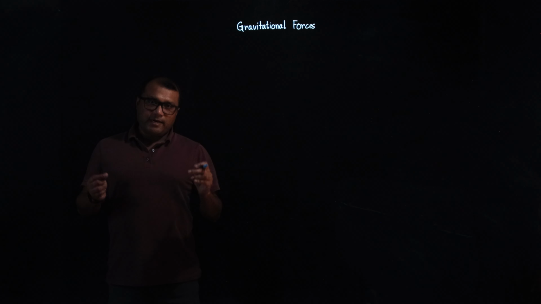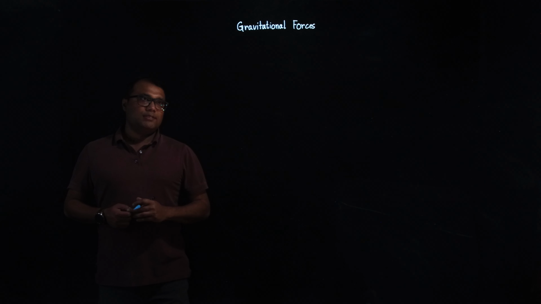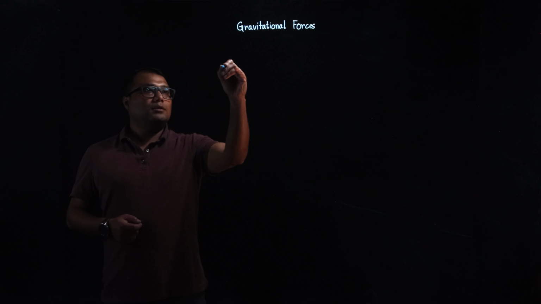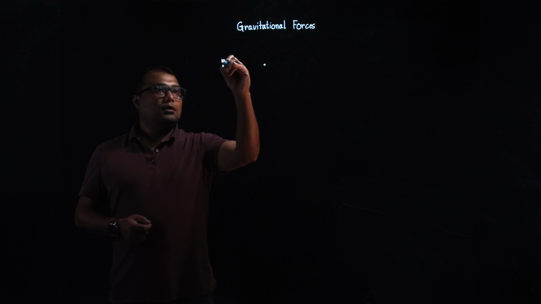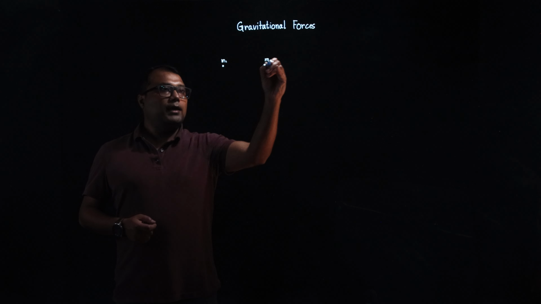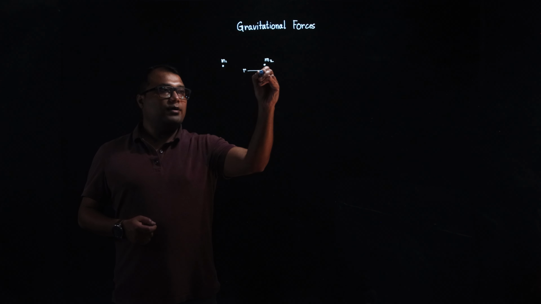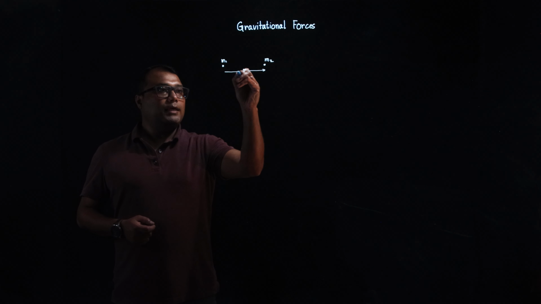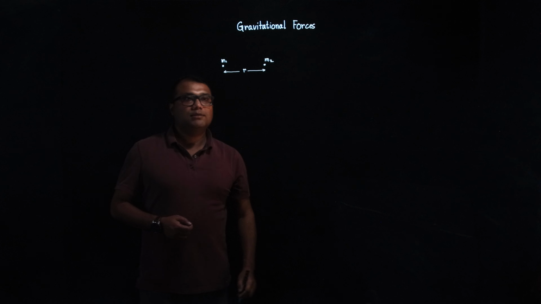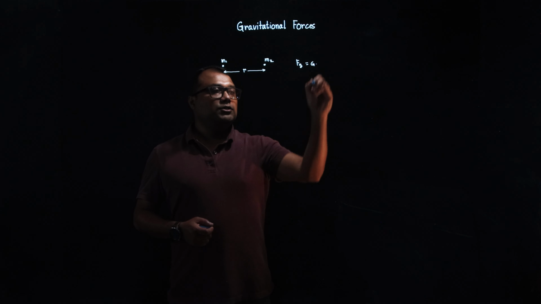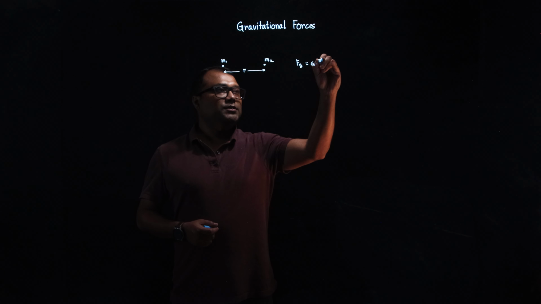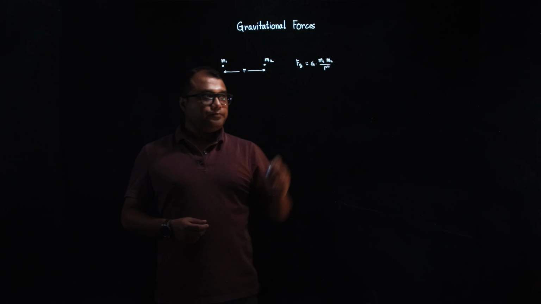Two bodies attract each other by virtue of their masses. Like we mentioned, if there are two point masses, m1 and m2, separated by a distance r, then by virtue of their masses they attract each other, and that attraction force is gravitational constant G times m1 m2 divided by r squared.